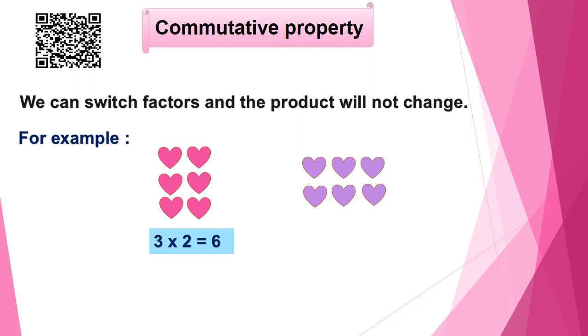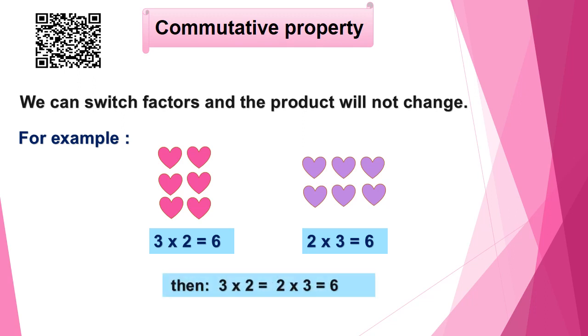The next array, I have 2 rows. In each row, 3 hearts. So, I can say 2 times 3 equals 6 also. So, when I switch the factors, the product remains as it is. So, 3 times 2, it's the same as 2 times 3, all of them equal.